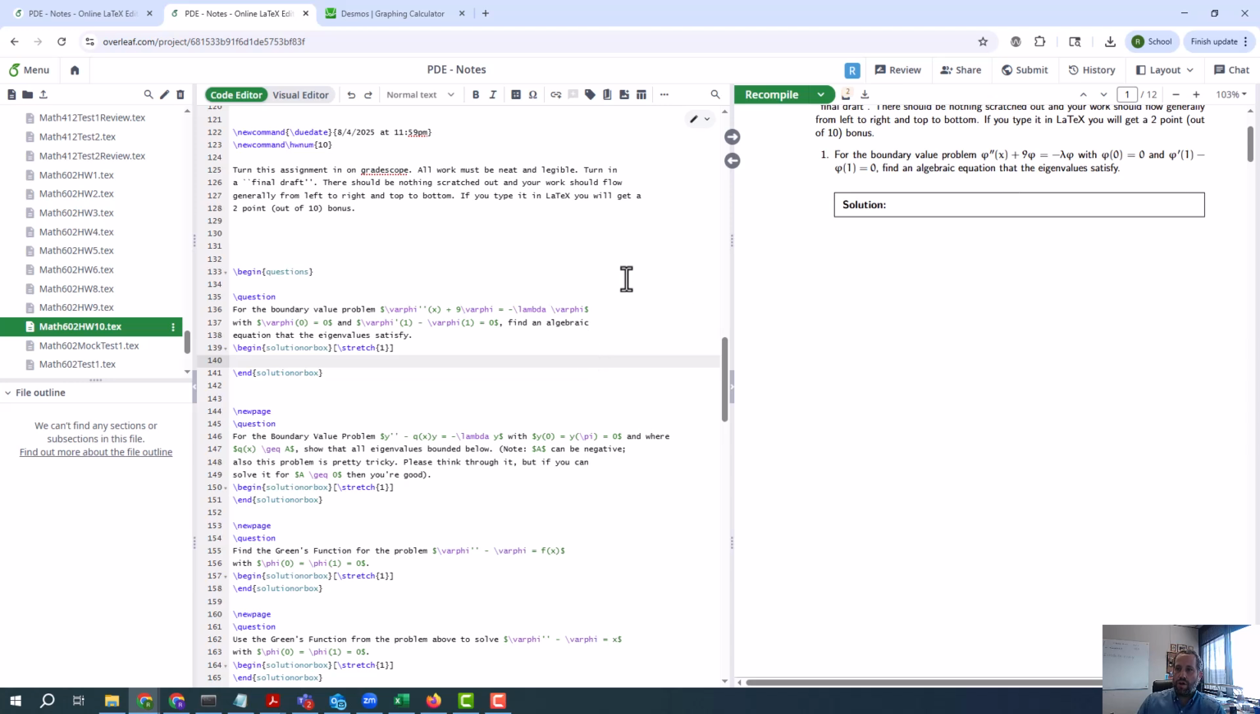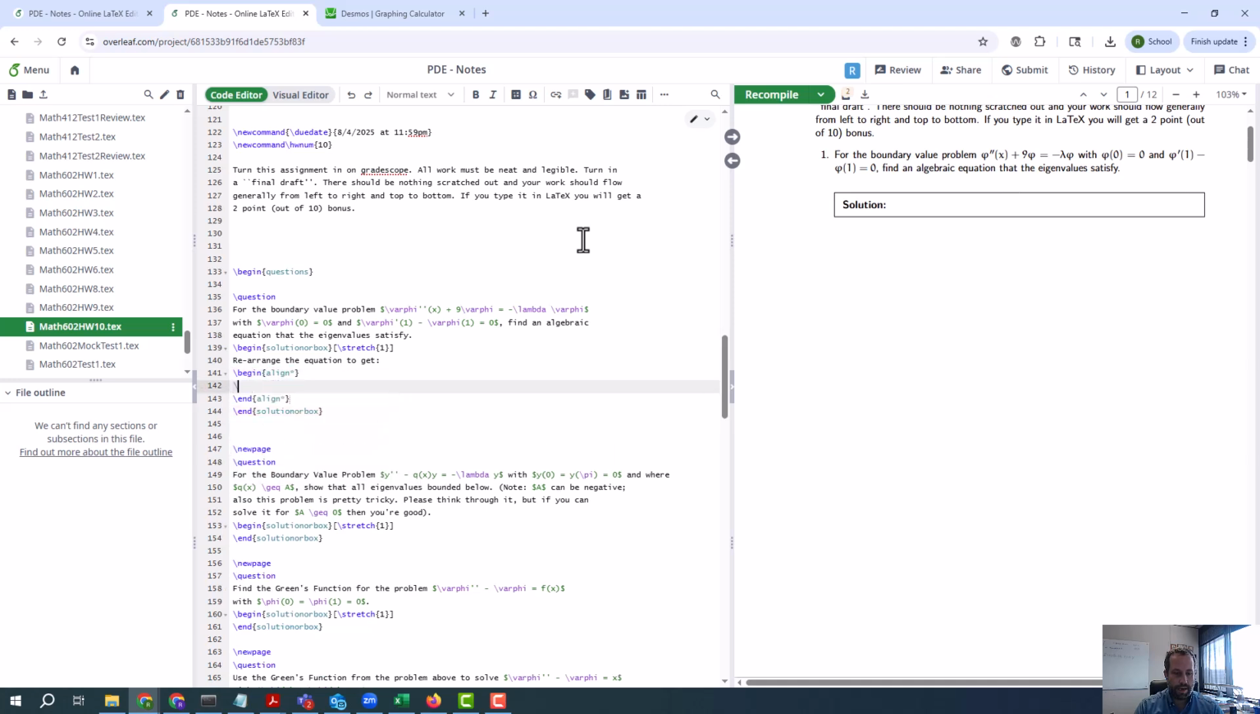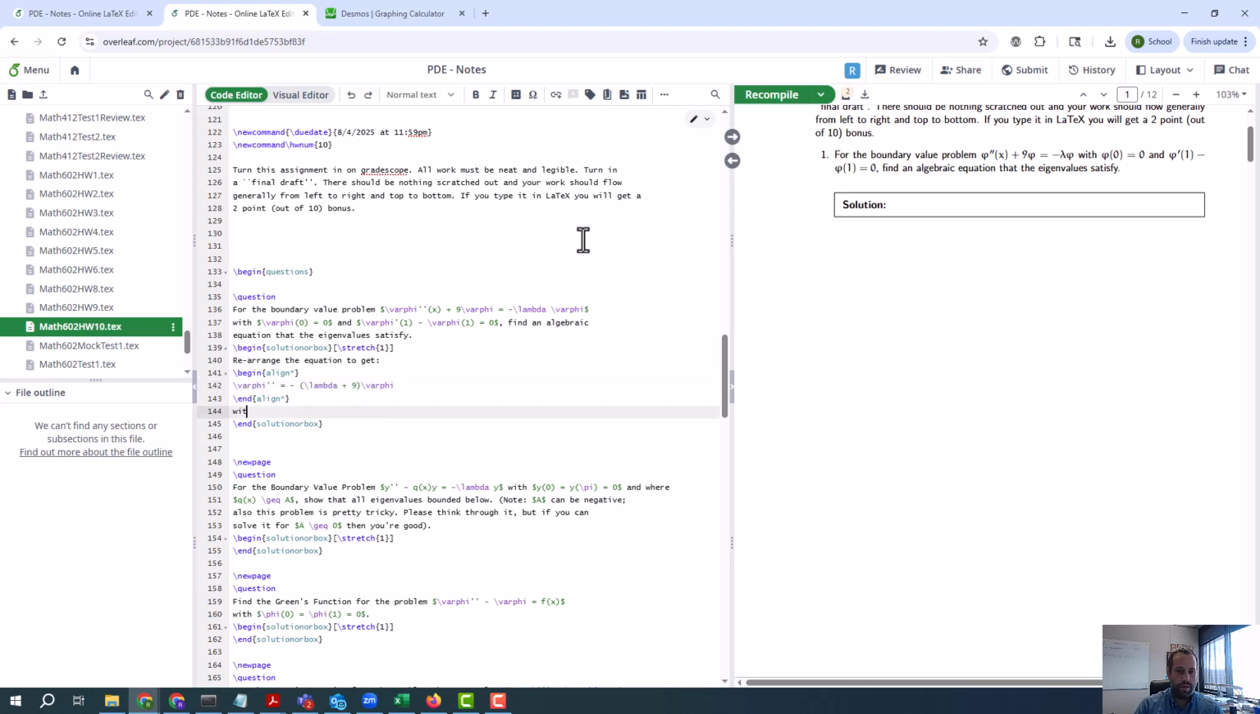Okay, so I'm going to start here. I'm going to rearrange the equation. We're going to get phi double prime is equal to minus (lambda plus 9) phi, and then we're going to have the boundary conditions with the given.